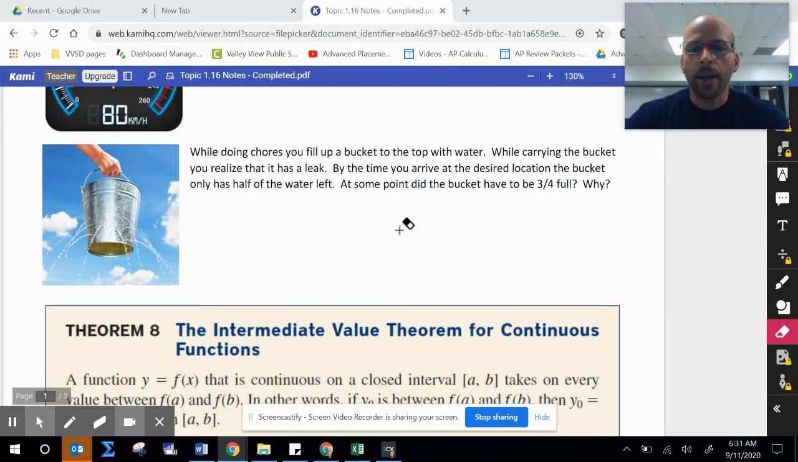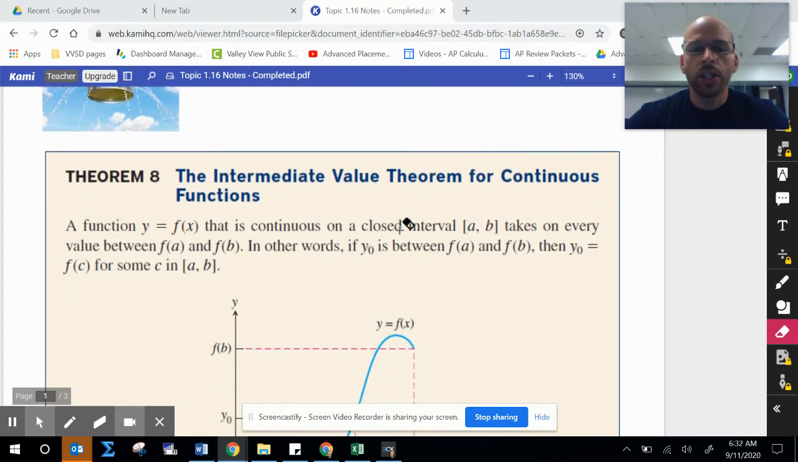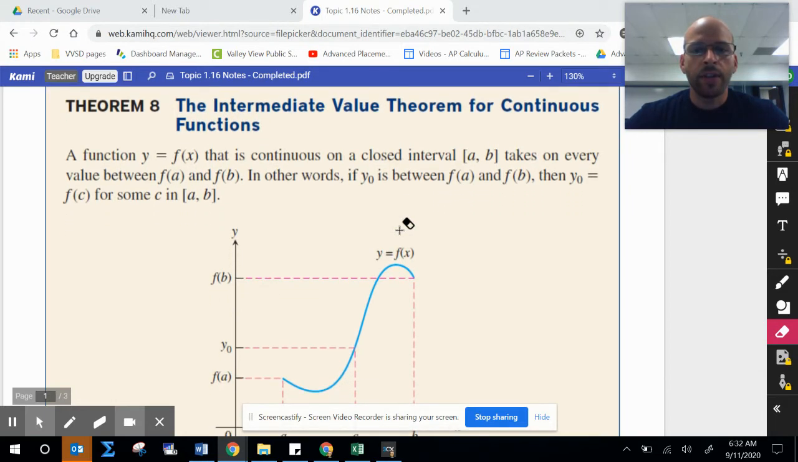Okay. Same idea here, just a second one. So doing chores, you fill up a bucket to the top with water. While carrying the bucket, you realize it has a leak. Not a good bucket. By the time you arrive at the desired location, the bucket's only half full of water. At some point, did it have to be 3/4 full? And the answer is yes. If it went from a full bucket to a half, it had to pass through 3/4 full at some point, even if it was for a split second. And both of these situations deal with this idea of intermediate value theorem.